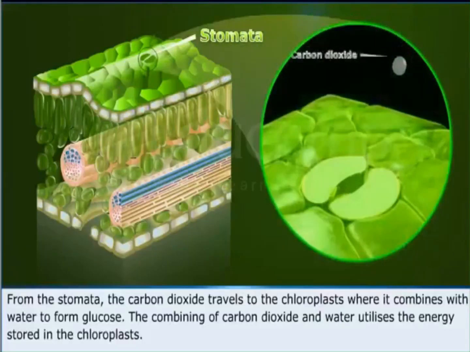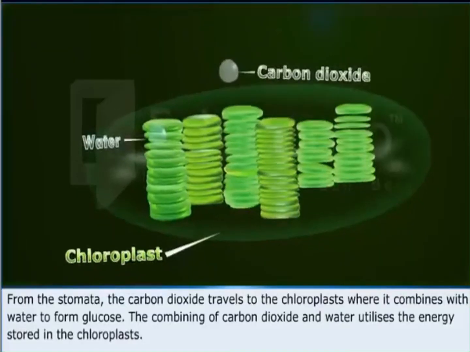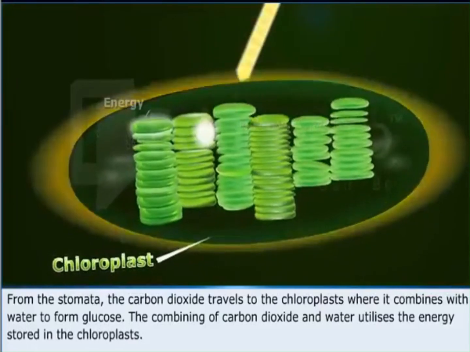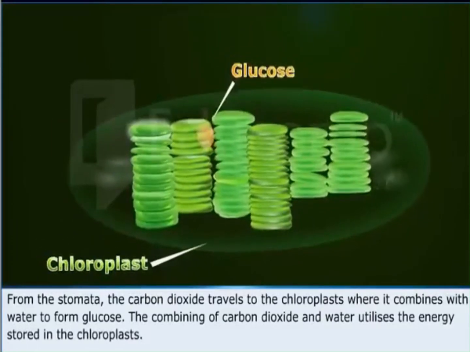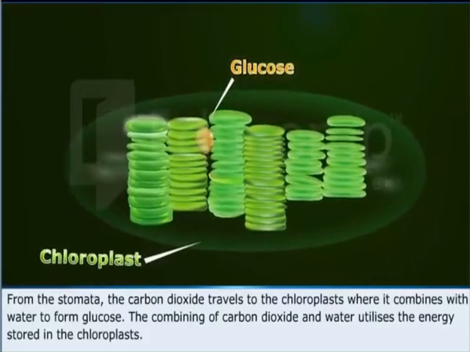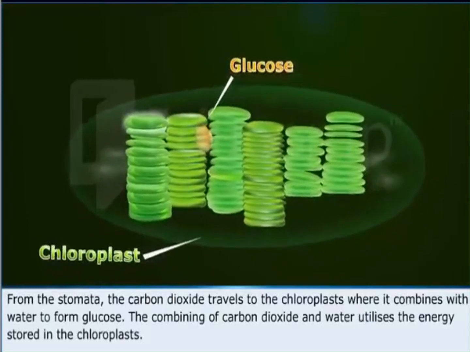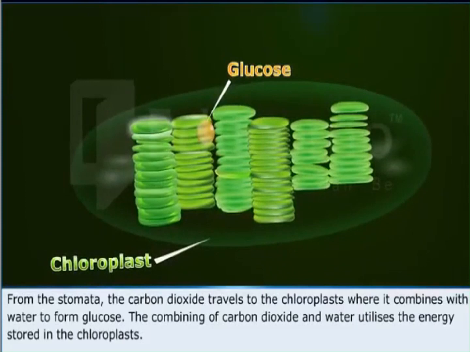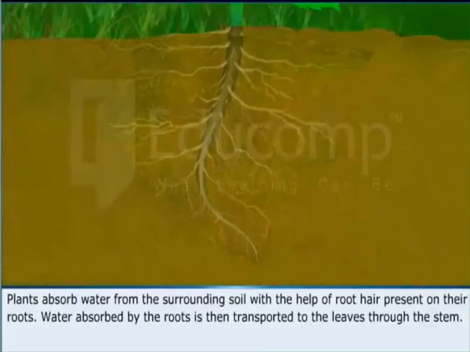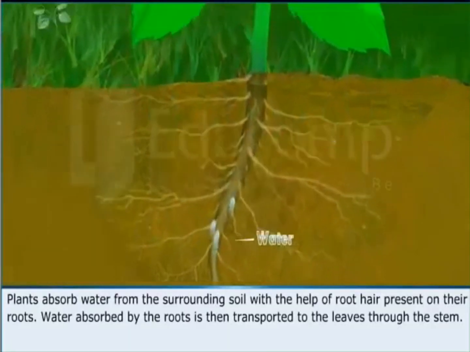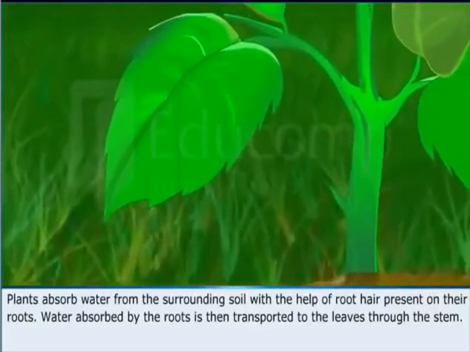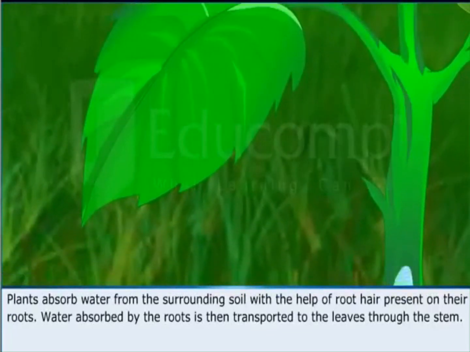From the stomata, the carbon dioxide travels to the chloroplasts where it combines with water to form glucose. The combining of carbon dioxide and water utilizes the energy stored in the chloroplasts. Plants absorb water from the surrounding soil with the help of root hair present on their roots. Water absorbed by the roots is then transported to the leaves through the stem.